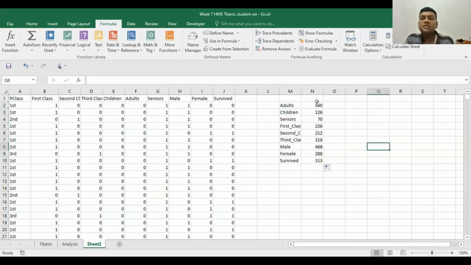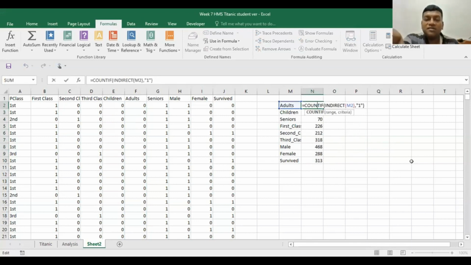So what has happened is the indirect function is referring to adults here, and adults is also the name of a name range. So the counter is actually looking for the name range called adults, and it's counting all the values, which is 1. If you look at the formula here, the same thing, count of is looking for indirect. Indirect M3 means it will pick up the value of children, which is stored in the cell M3, and it will look for that name range, and then use the counter function.